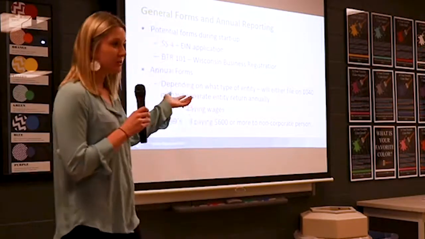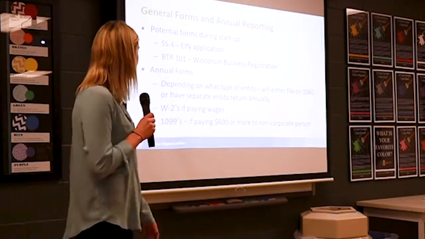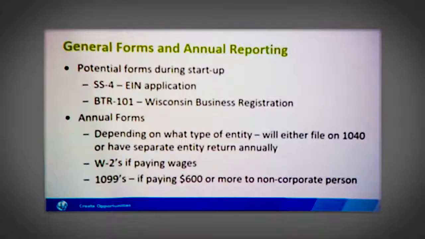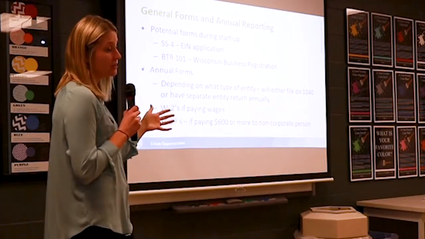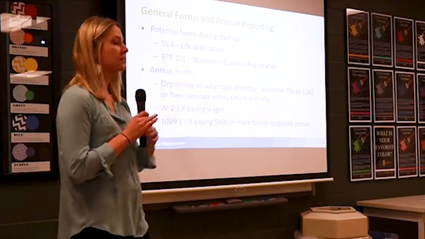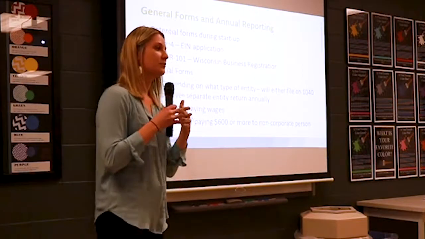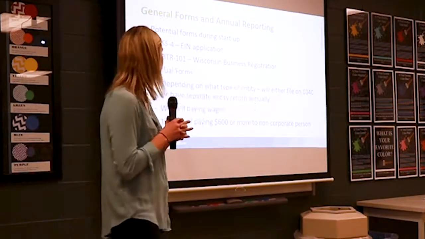If you're paying wages, you'll file W-2s at the end of every year. I'm sure we all know what those are. And then one thing to be careful of, 1099s. If you pay $600 or more to any non-corporate person for services, or rent. So if you rent a studio, you need to file a 1099 every year to basically tell that person how much you paid them. It tells the IRS how much you paid them, and it's kind of a matching principle to make sure that they report that on their return.